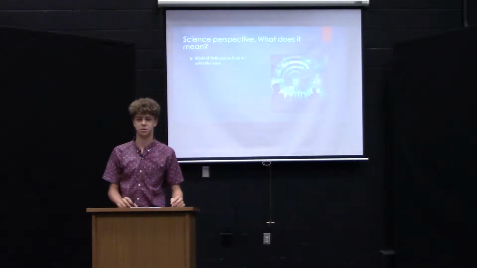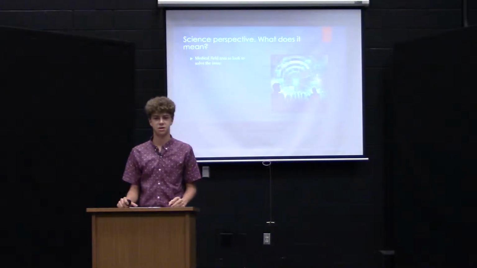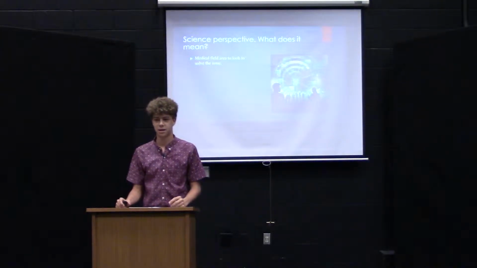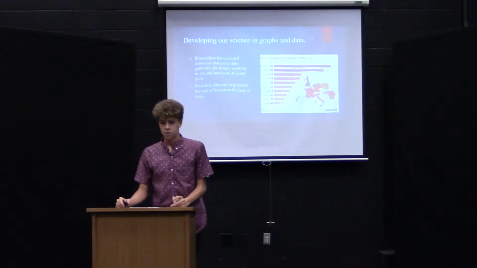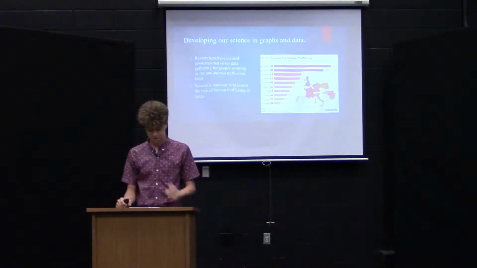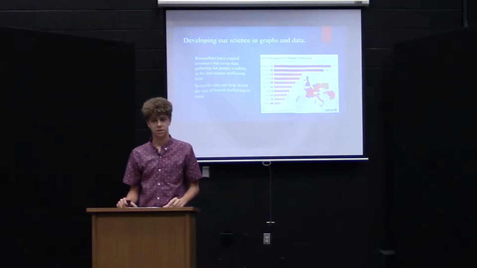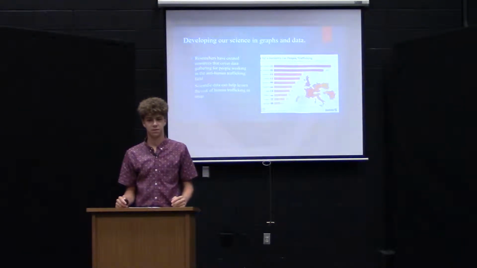What is a scientific perspective? A scientific perspective is using graphs and data and GPS locations to be able to track down and fight an issue. Graphs and data are developing throughout our society. They have been used to take on multiple issues, and you can use GPS locations, and research has been done to be able to fight this issue.